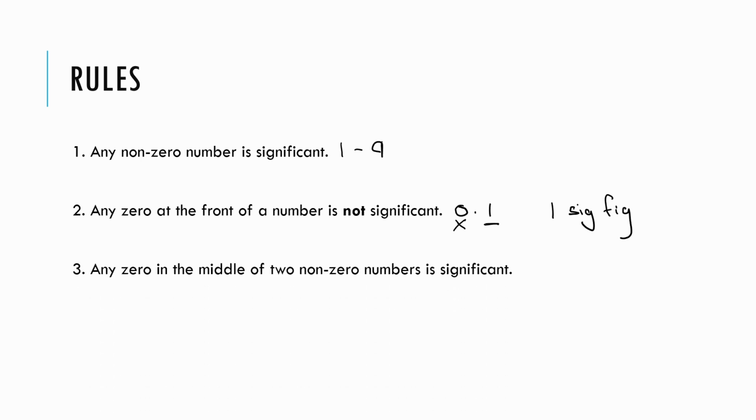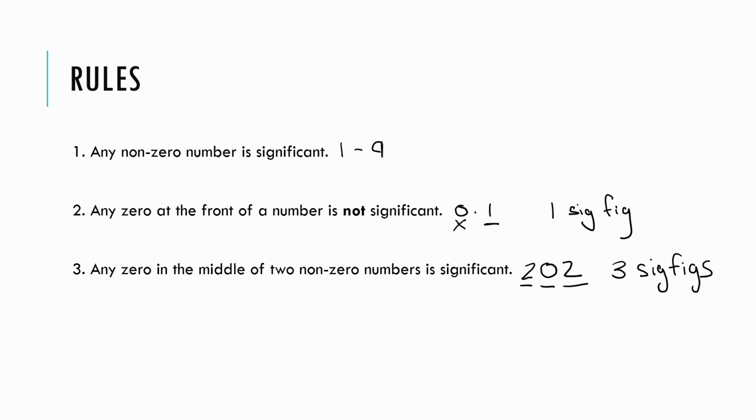Now our third rule is any 0 in the middle of 2 non-zero numbers is significant. These are sometimes called sandwich zeros because they're sandwiched in between 2 non-zero numbers. If we have 202, we always start left to right. Our 2 is a non-zero number, so this is definitely significant. We now come across this 0 right here, and we need to see if that is sandwiched in between 2 non-zero numbers, so we're going to look ahead a little bit. We see another non-zero number, in this case another 2, which makes this 0 significant. This number right here has 3 significant figures, or 3 sig figs.